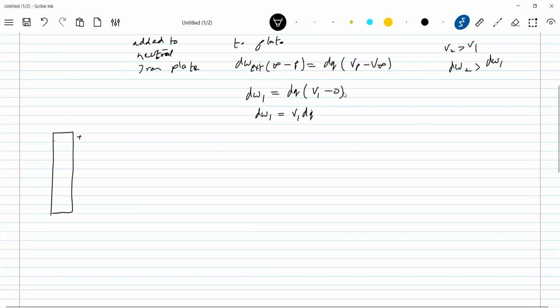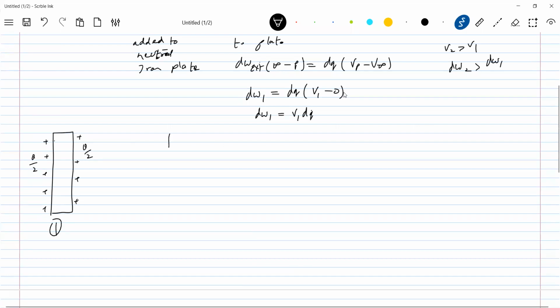This is a charged conductor. It is having a charge Q by 2, Q by 2. From far away, from infinity, I'll bring a neutral plate. So that's the first diagram.